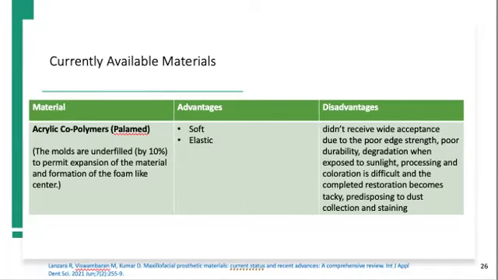Acrylic copolymers, these materials expand, so the molds are underfilled by 10%. The advantages are that they are soft and elastic, but they did not receive wide acceptance due to the poor edge strength and poor durability, and they degrade with sunlight, and their handling is difficult.